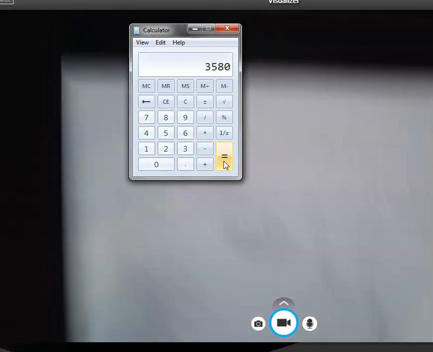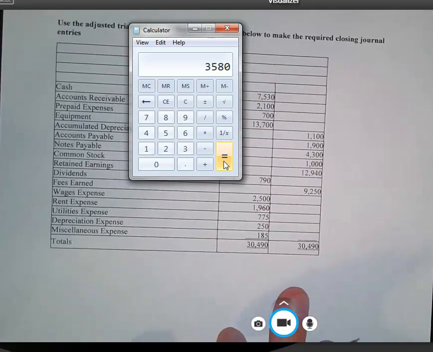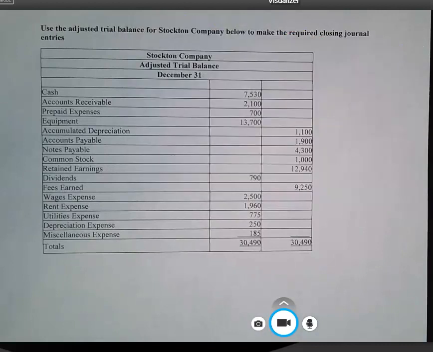All right, so let's switch out our sheets here, and we've got another little exercise here, and we have, looks like to me, the exact same numbers. But now we're being asked to do something a little bit different. It says, make the required closing entries. Okay, so if you recall, we're going to have 4 of them.